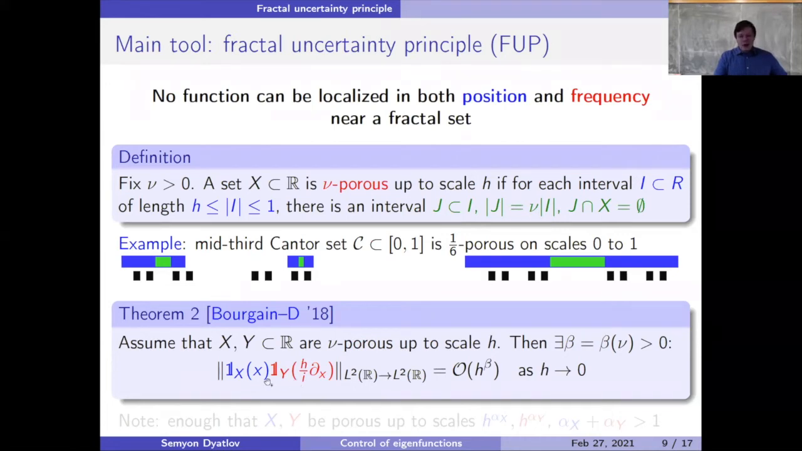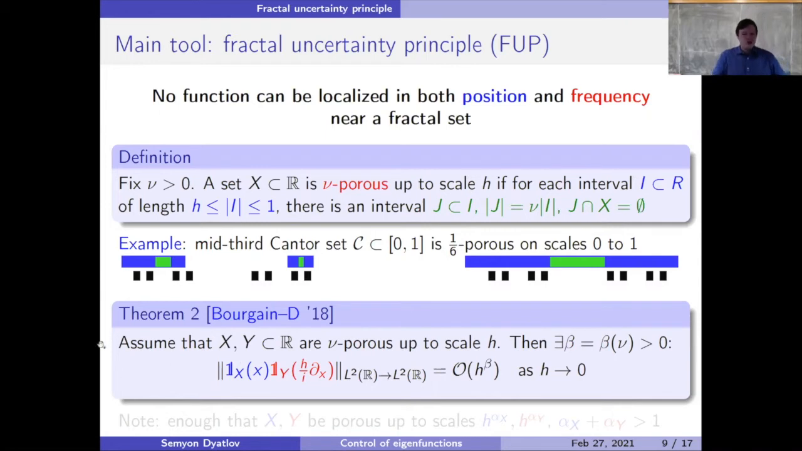And their product, however, that's what we show in joint work with Bourgain, has L2 to L2 norm that's going to 0 as some positive power of h, of the wavelength, where this power only depends on the porosity constant.